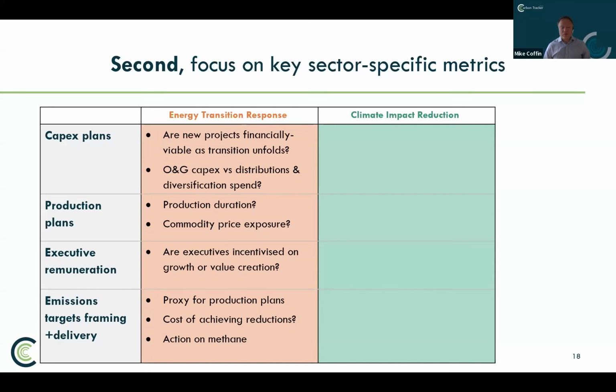Critical also is looking at the cost of achieving reductions. We talked earlier about how some companies are seeking to reduce the Scope 3 emissions related to their activities, not by reducing production volume, but by seeking to act on emissions through CCS and other offsets and nature-based solutions. The question is, at what cost, and at what cost to the consumer? And from a risk perspective, how does that make these fossil fuel-derived products even less competitive versus lower carbon products, or low carbon products, I should say? And finally, action on methane and reduction in regulatory risk exposure.